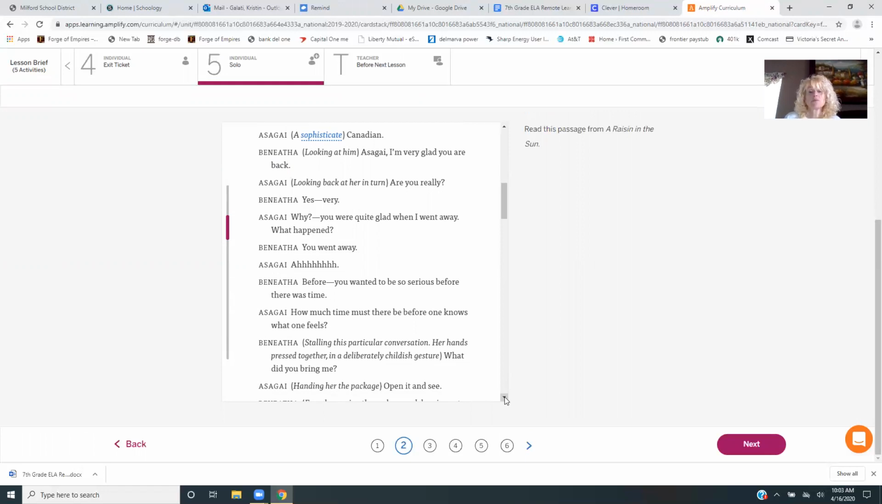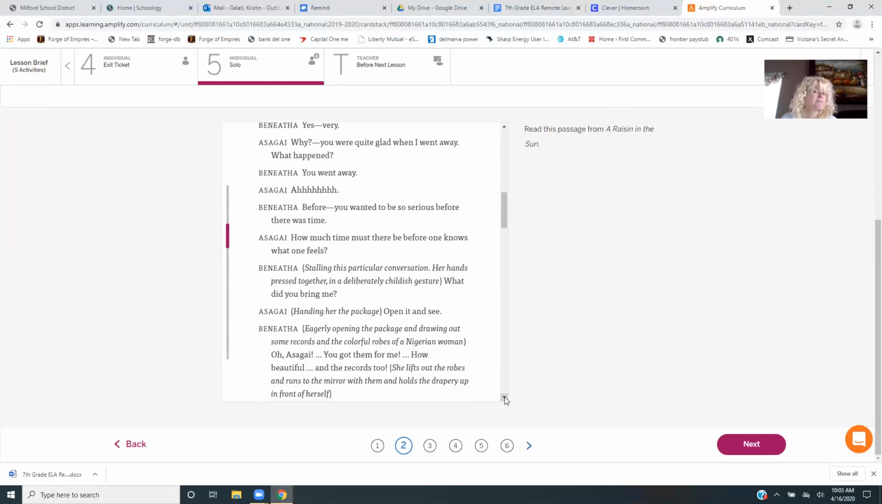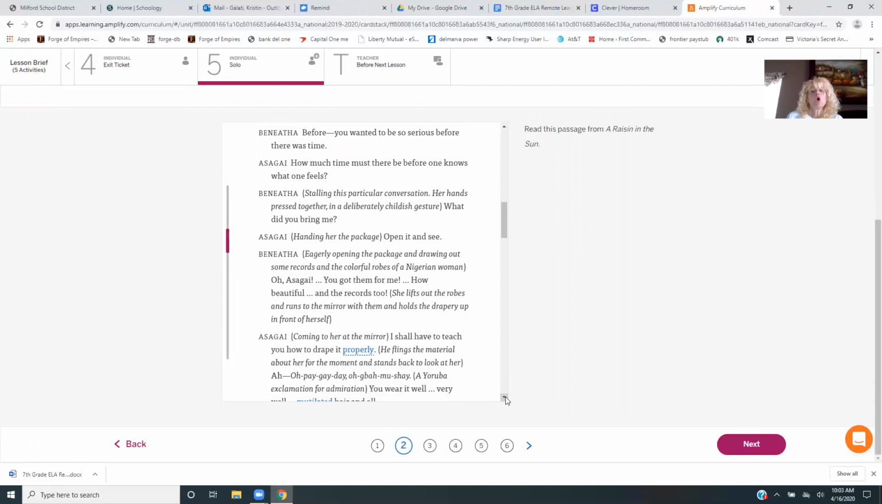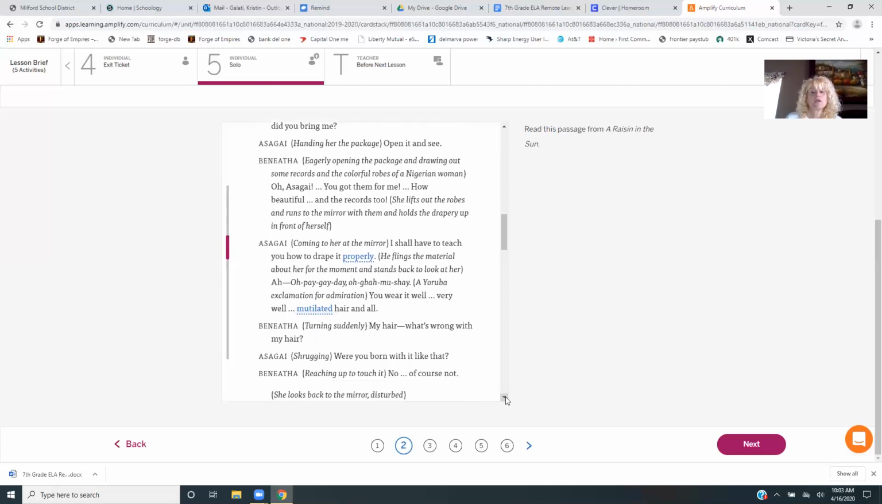Beneatha, stalling this particular conversation, her hands pressed together in a deliberately childish gesture. What did you bring me? Open it and see, handing her the package. Eagerly opening the package and drawing out some records and the colorful robes of a Nigerian woman. Oh, Asagai, you got them for me? How beautiful! And the records too? She lifts out the robes and runs to the mirror with them and holds the drapery up in front of herself. Asagai, coming to her at the mirror, I shall have to teach you how to drape it properly. He flings the material about her for the moment and stands back to look at her.